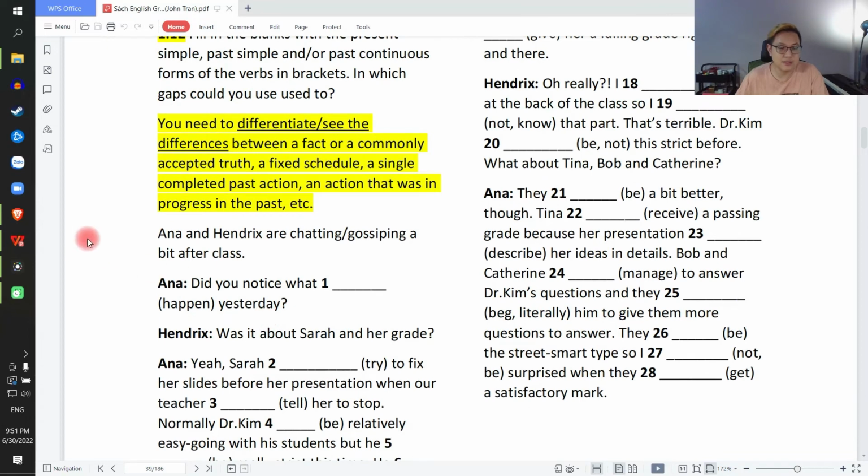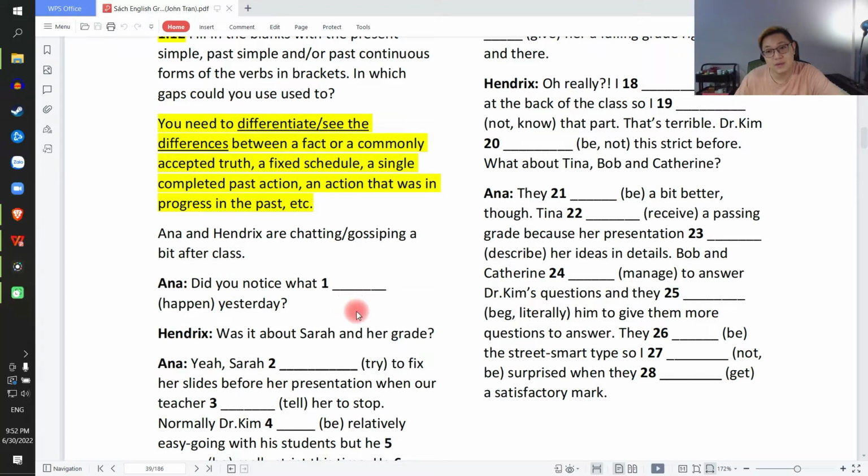Okay, so I'll explain first. Mình sẽ giải thích trước nha. Anna and Hendrix are chatting or gossiping a bit after class. Hai người này là Anna và Hendrix đang tán gẫu hoặc là đang gossiping với nhau một chút xíu sau giờ học. Anna, did you notice what happened yesterday? So here, happened is in -ed form, past tense, past simple, because what happened yesterday is only a single completed past action. Cái chỗ này, cái chữ happen này, did you notice what happened?